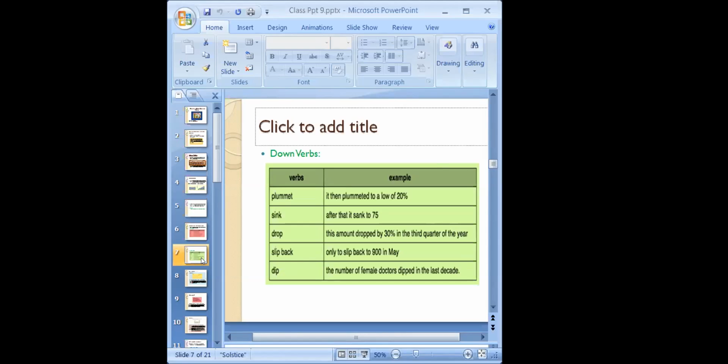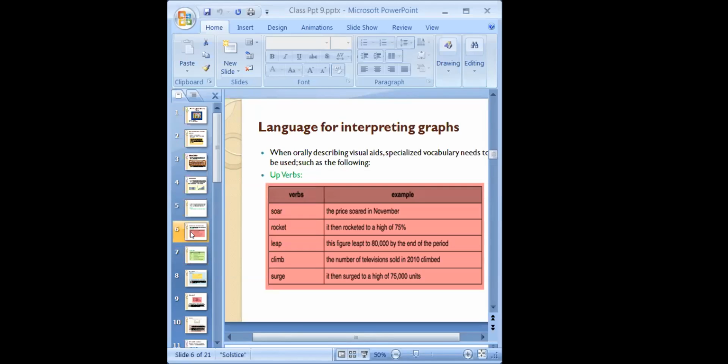So that's what you need to, first of all, identify when you look at a graph or a chart. So the next thing, as I said, now since I'm also a teacher educator at the University of Colombo, one day I was teaching a similar lesson to teachers of English, right?